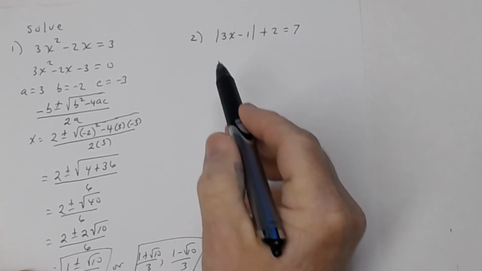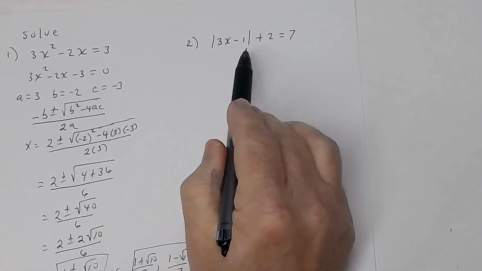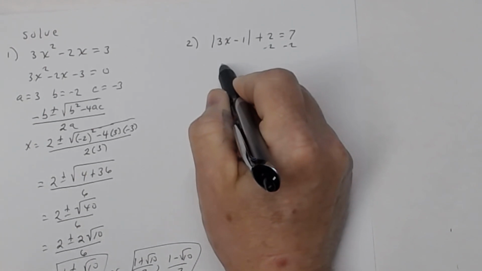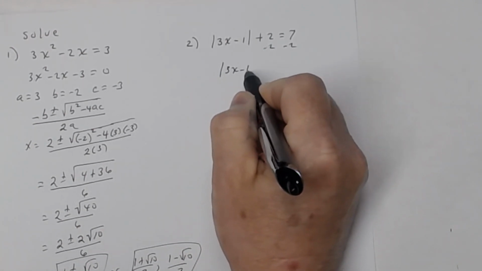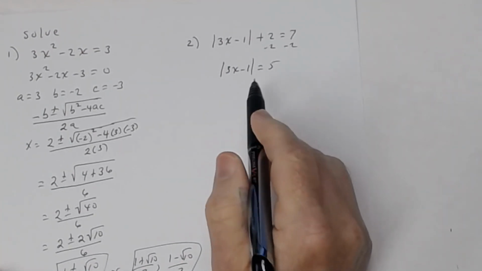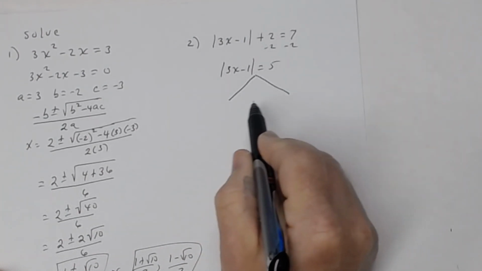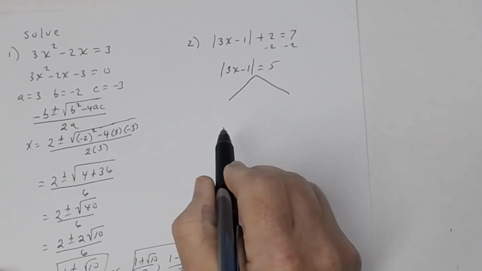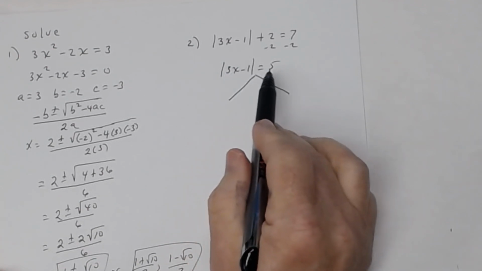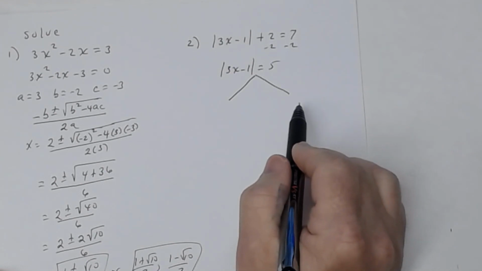Now number 2, we want to solve this absolute value equation. Now to solve an absolute value equation, you want to get this absolute value expression by itself. So we're going to go ahead and subtract 2 from both sides. And so then I get the absolute value of 3x minus 1 is equal to 5. Now remember, to solve an absolute value equation, you're going to rewrite this into 2 separate equations without the absolute value bars. And so in the lessons, you saw that when you have it in this form, where you have the absolute value expression by itself, then the 2 equations is going to be this.